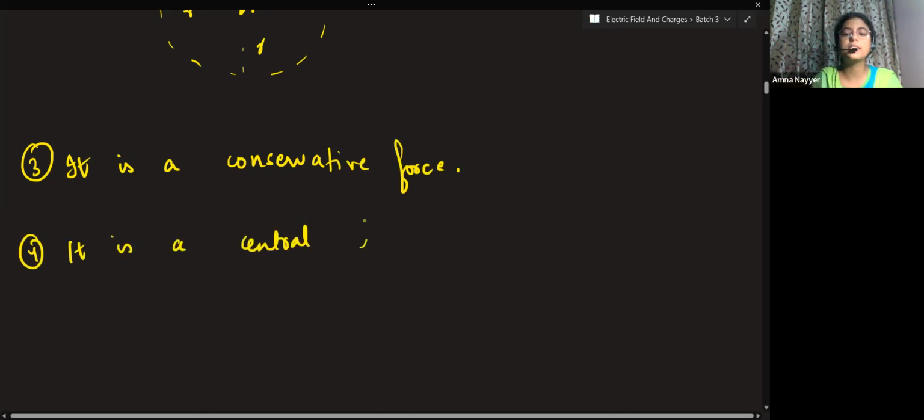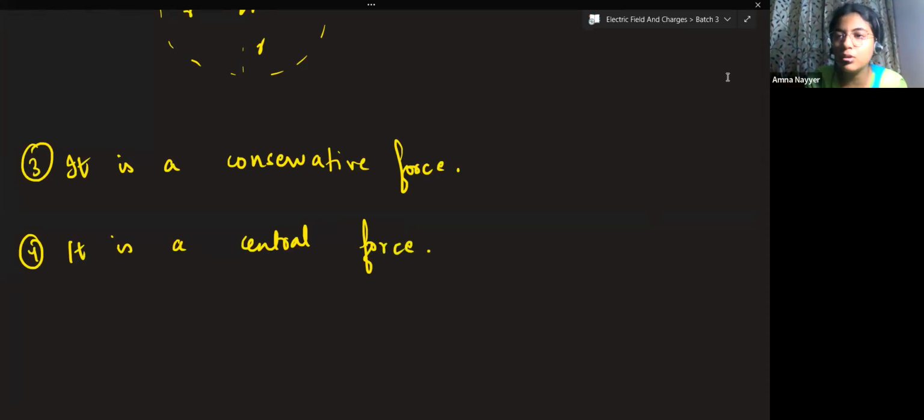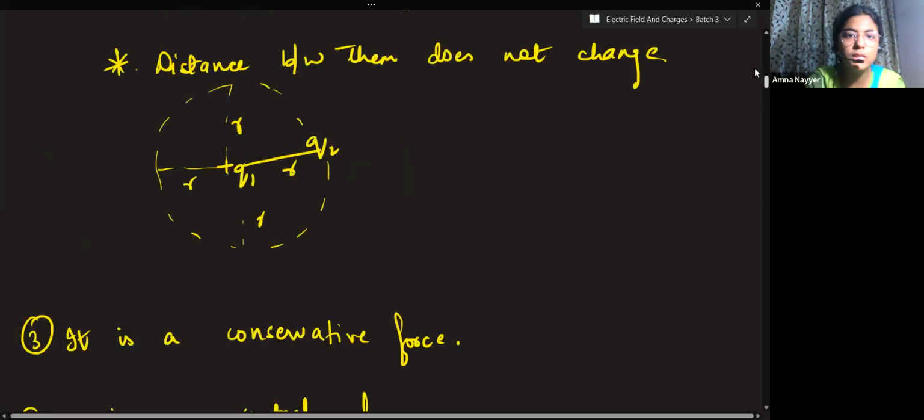These are the four basic properties of Coulomb's law. First, note it down, then I'll give you a question based on the formula that we have done, K Q1 Q2 by R square. Just note down these properties first.